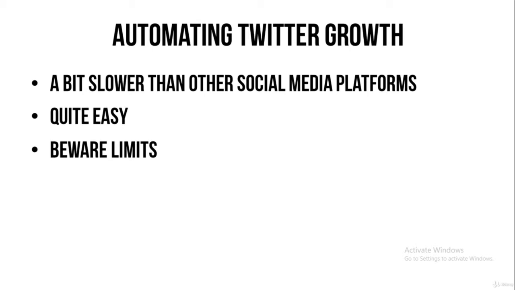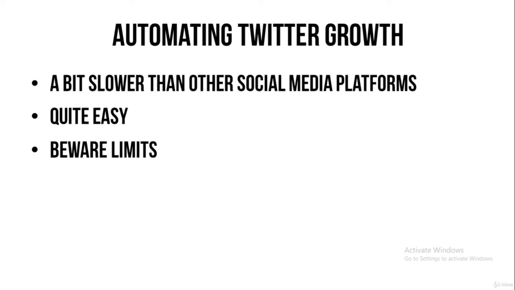And another thing, you have to be aware of the limits of Twitter. They also have following and unfollowing limits. So we don't want to cross those limits and get our account banned. So those are the three things you have to know about automating Twitter growth. It's a bit slower, but it's quite easy. And we also have to be aware of the limits. So let me show you how to actually automate your Twitter growth.